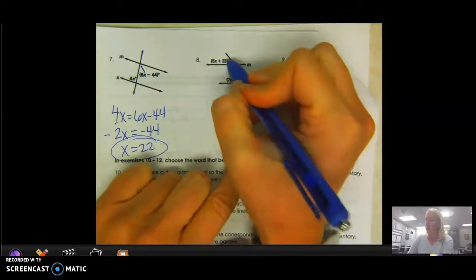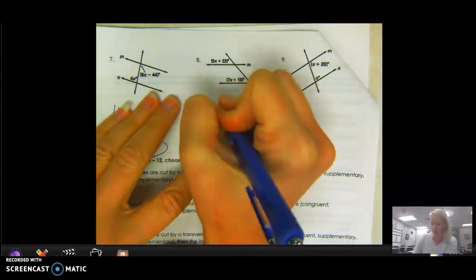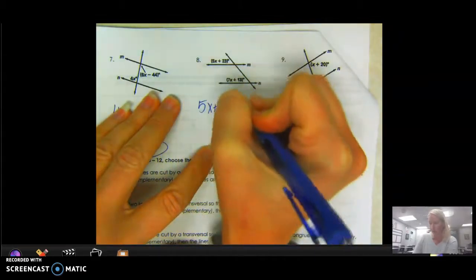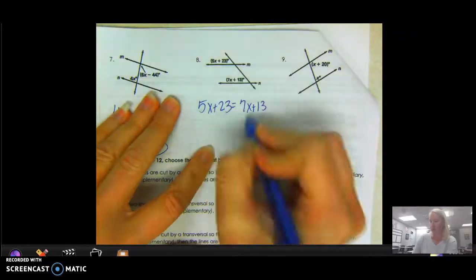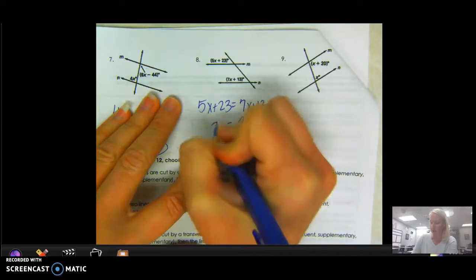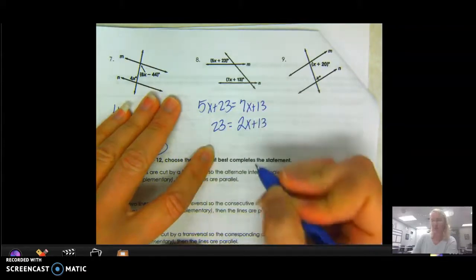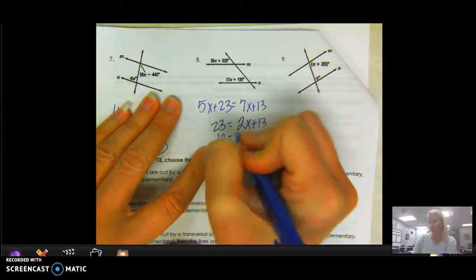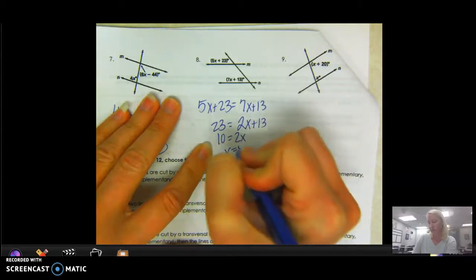8. These are corresponding angles, so they should be equal. So 5x plus 23 should equal 7x plus 13. I'm going to subtract 5x from both sides, so that is 2x. I'm going to subtract 13 from both sides, so that is 10. So 2x equals 10, so x equals 5.